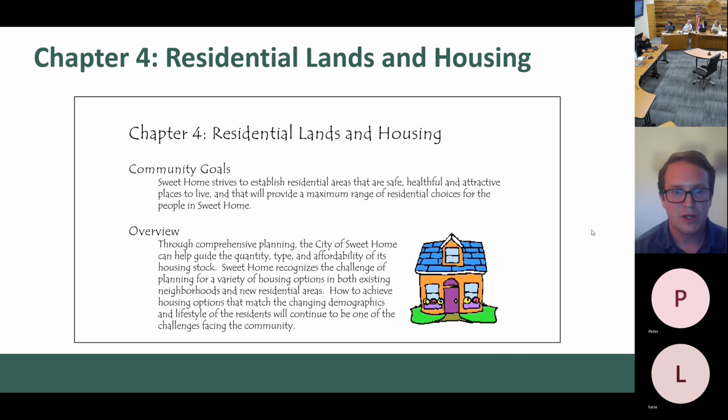As an overview, through comprehensive planning, the City of Sweet Home can help guide the quantity, type, and affordability of its housing stock. Sweet Home recognizes the challenge of planning for a variety of housing options in both existing neighborhoods and new residential areas. How to achieve housing options that match the changing demographics and lifestyle of our residents will continue to be one of the challenges facing the community.